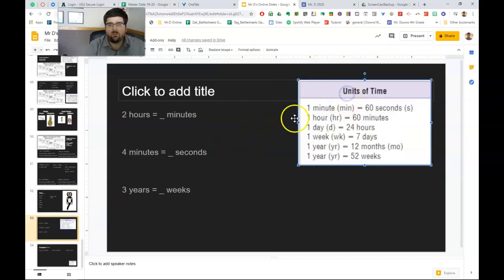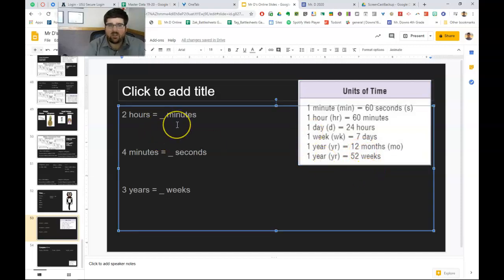So here's a chart. You might want to either write these down or keep it handy. 1 minute, 60 seconds. I didn't cover seconds on the last slide. An hour, 60 minutes. 1 day is 24 hours. 1 week is 7 days. 1 year is 12 months. And then 1 year is also 52 weeks.